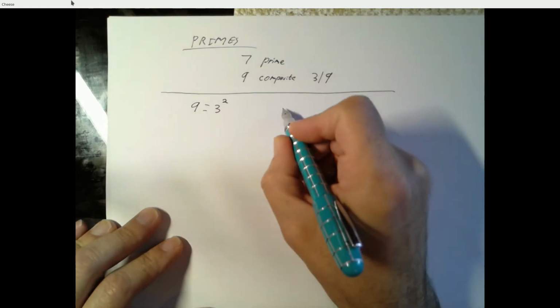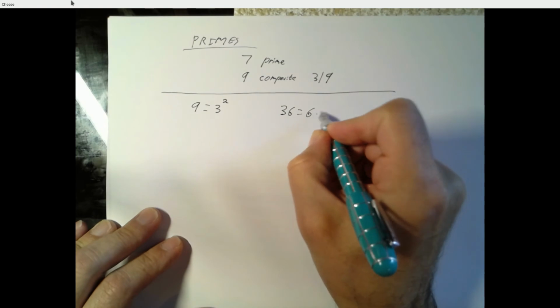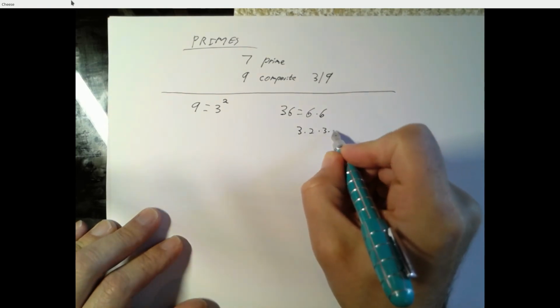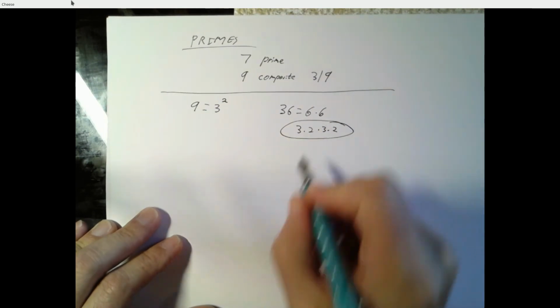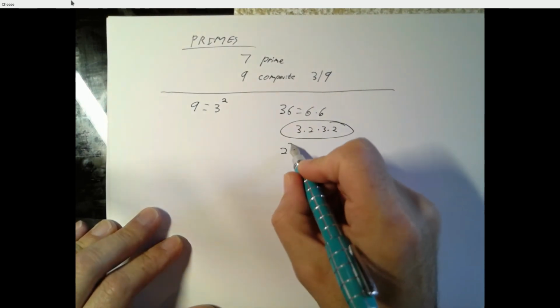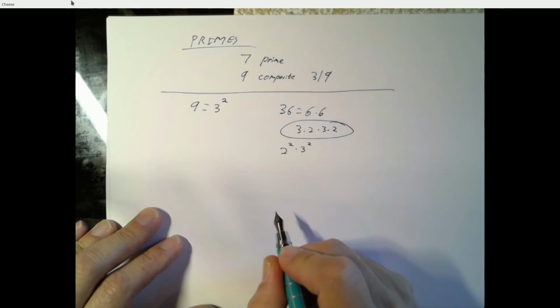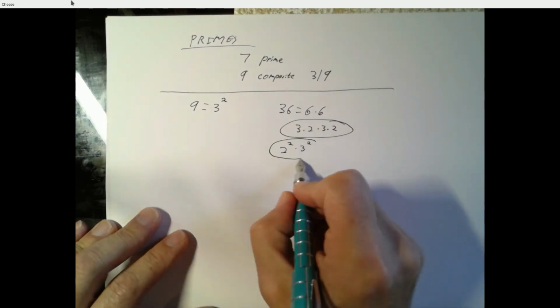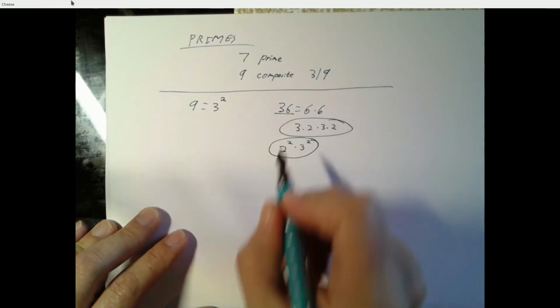Let's pick a different example, 36. We know that's 6 times 6, but 6 is not prime. This is actually 3 times 2 times 3 times 2. That's how we write 36 as a product of primes. It's basically 2 squared times 3 squared. And this fundamental theorem of arithmetic tells us that this is the unique way to write 36.